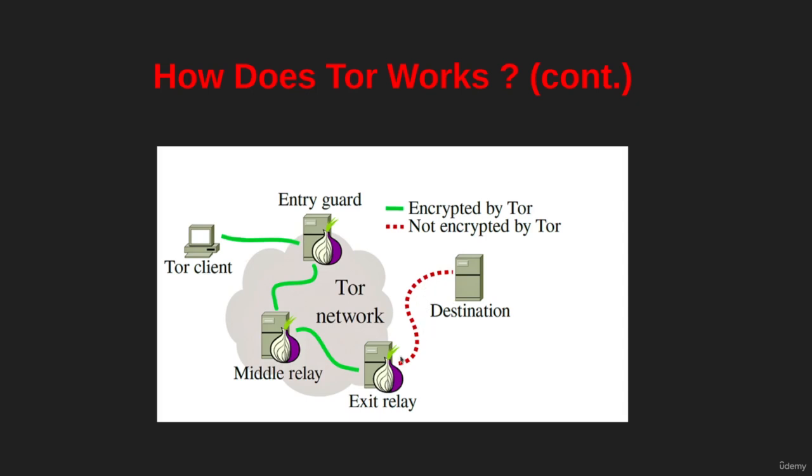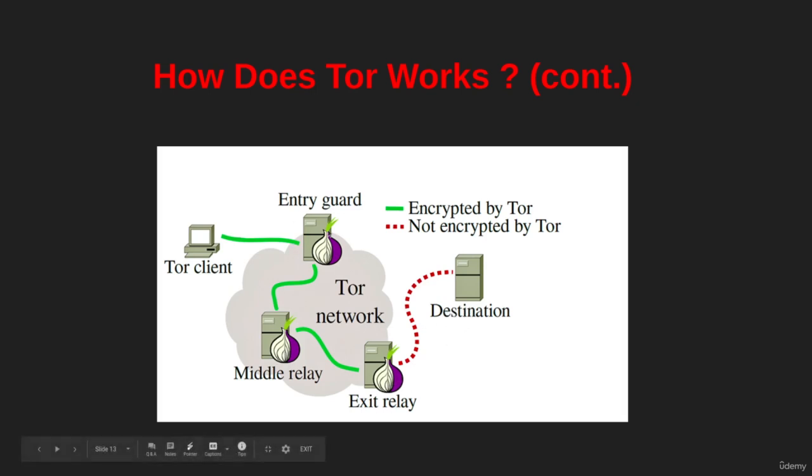As you can see, these are not encrypted by Tor, so the exit relay will know the destination. But will the exit relay know the IP of the Tor client? No. The middle relay will not know the IP of the Tor client either. Only the entry guard will know the origin, the IP of the Tor client. Another question: will the entry guard know the destination? No, it will not know. The middle relay? No. But the exit relay, yes, it will know the destination.